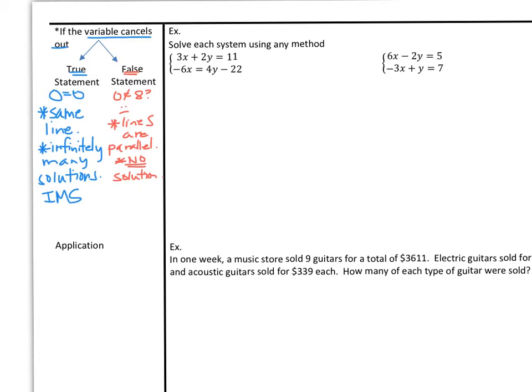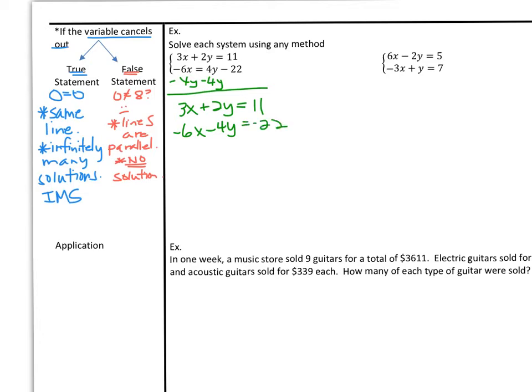Let's put that to the test over on the right. Solve each system using any method. So we have that first system, 3x plus 2y equals 11, and then negative 6x minus 4y equals negative 22. Well, the first thing I would do is move the 4y to the other side, and that way you have your variables together on the same side. So I'll subtract 4y. As I rewrite this then, we end up with 3x plus 2y equals 11, and negative 6x minus 4y equals negative 22.